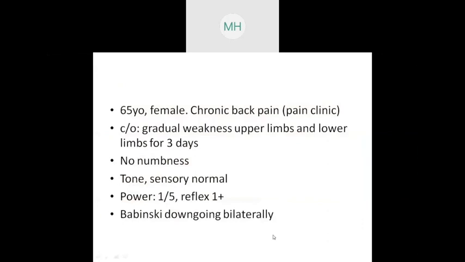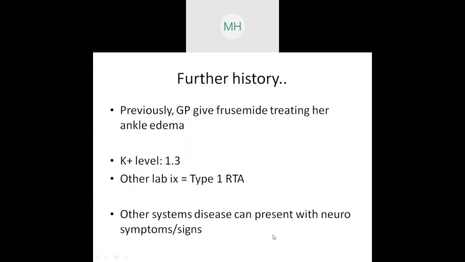Okay, last one. A 65 year old with chronic back pain and gradual weakness of upper limb and lower limb for 3 days. No numbness, so sensation is okay, just power. Tone okay, reflex okay, Babinski downgoing. So lower motor neuron. And then you ask further, the GP gave furosemide, there is ankle edema. Potassium was noted to be 1.3. So you do further workup for this patient and note the patient has type 1 RTA. So that's why the patient has hypokalemia.